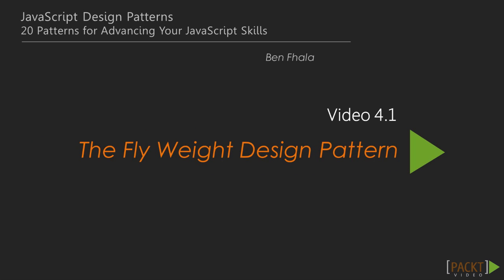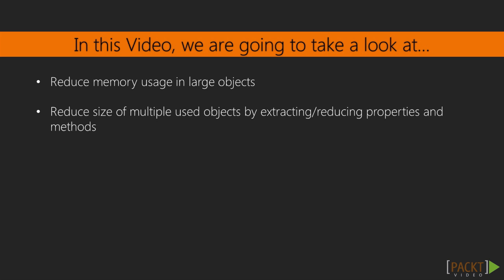The flyweight design pattern reduces memory usage in large objects by reducing the size of multiply used objects. The idea is to extract or reduce properties and methods out of an object that is used often and move those responsibilities to somewhere else, so those responsibilities are then not duplicated into every single instance.